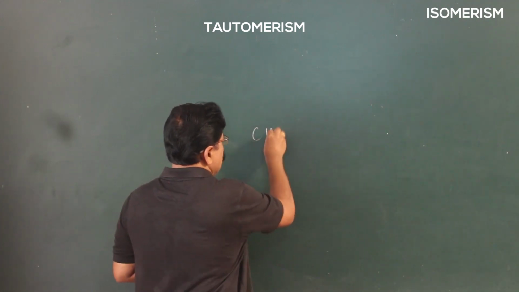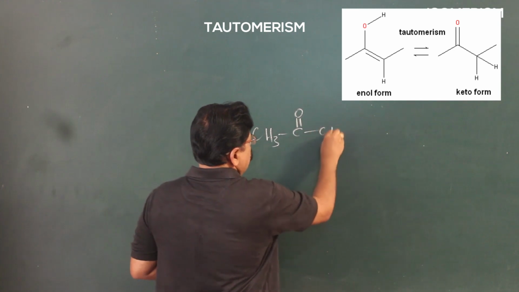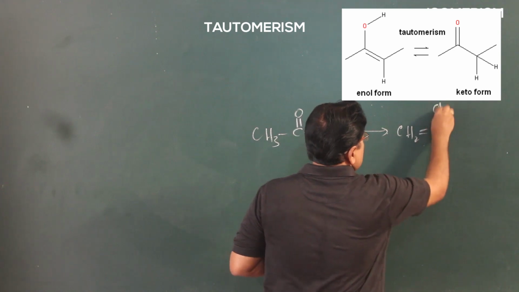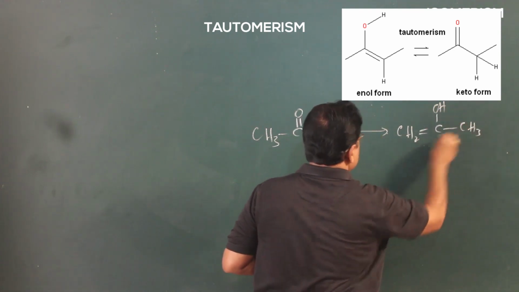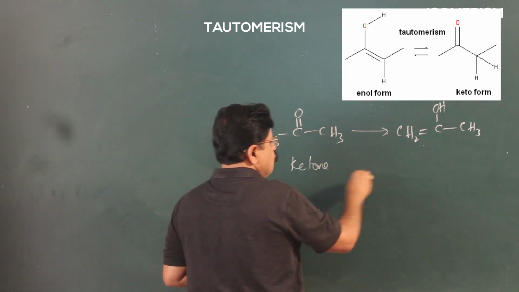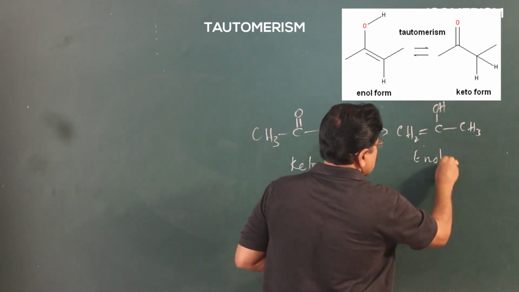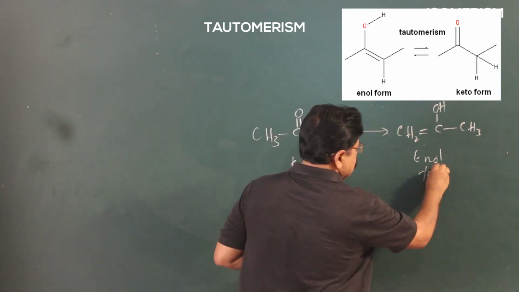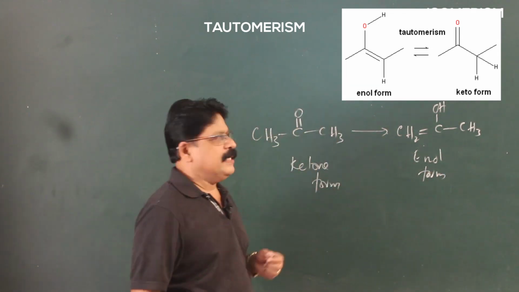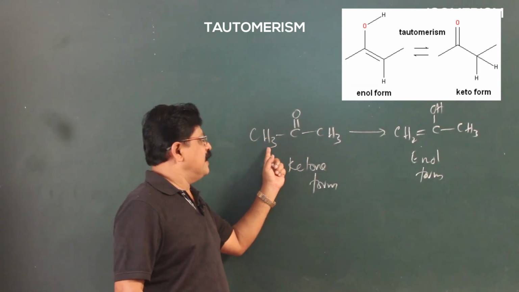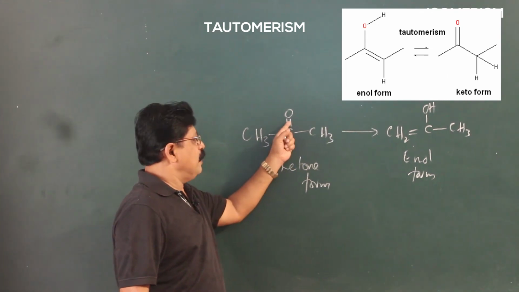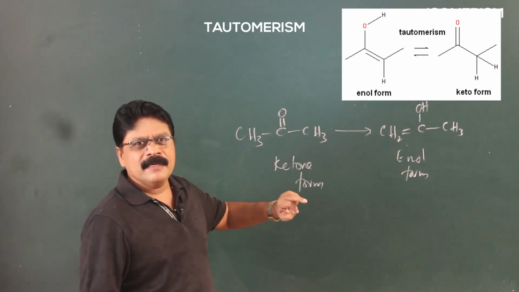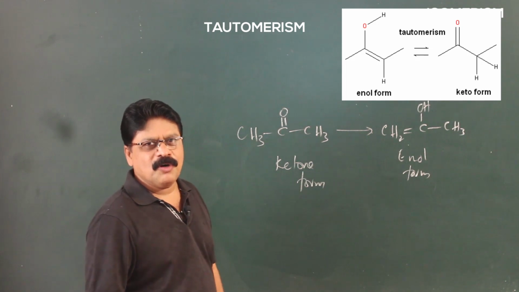For example, this compound CH3 C double bond O CH3, in any medium like an acidic medium, can undergo such a change. This is called the ketone form, this is called the enol form, and therefore, you call it the keto-enol tautomerism. Here, a small atom like hydrogen migrates from one place to another, a pi bond shifts from one place to another, and a change in functional group takes place. So, this is another important example of structural isomerism called tautomerism.